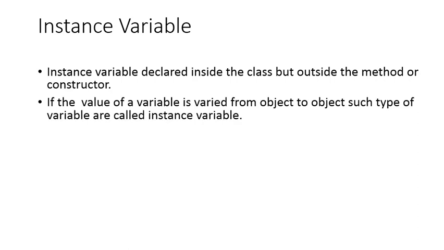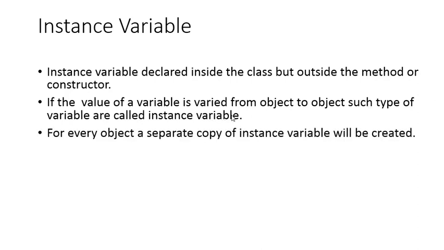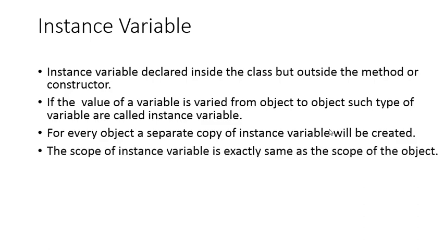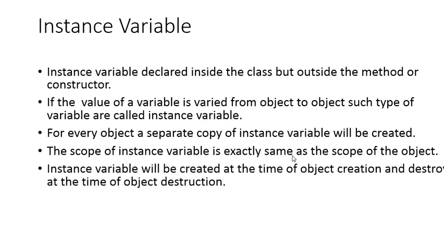If the value of a variable varies from object to object, such type of variables are called instance variables. For every object, a separate copy of the instance variable will be created. These are the key points of the instance variable you have to know very well. The scope of an instance variable is exactly the same as the scope of the object. An instance variable will be created at the time of object creation and destroyed at the time of object destruction.